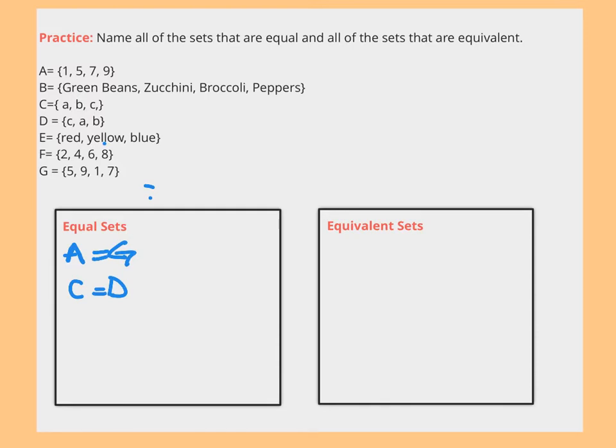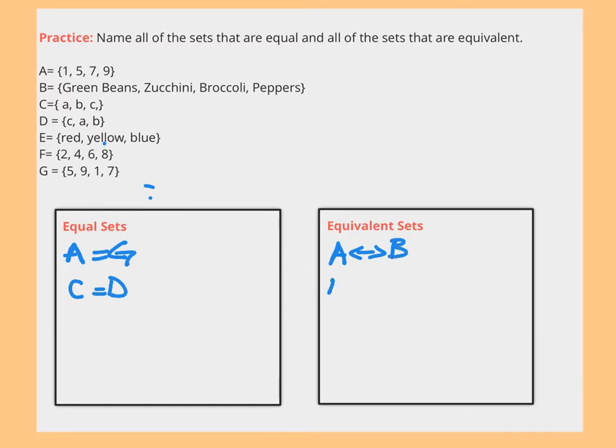We're going to move on to equivalent sets. Remember, equivalent sets are sets that have the same number of elements, but they can be different elements. So I can say that set A has 1, 2, 3, 4 elements in it. It's going to be equivalent to set B, 1, 2, 3, 4, because it also has 4 elements.